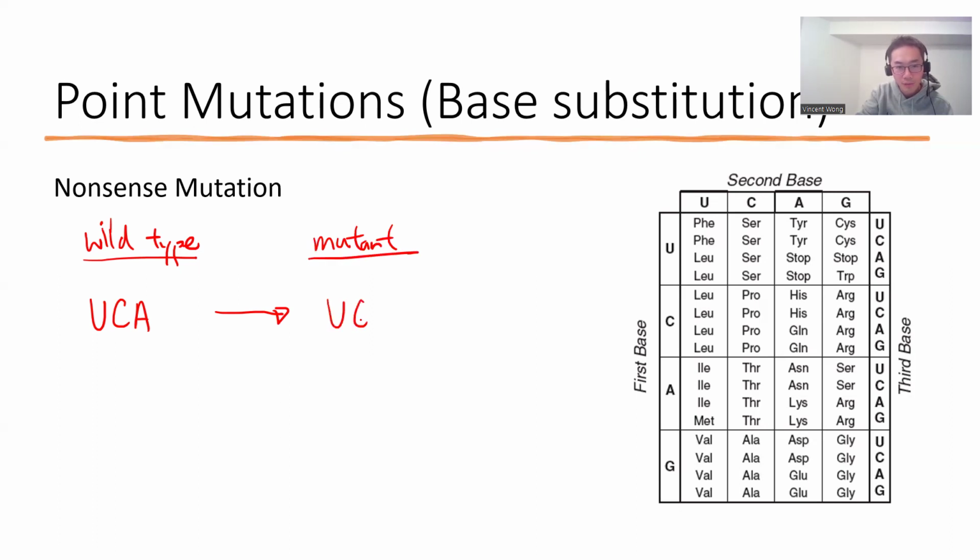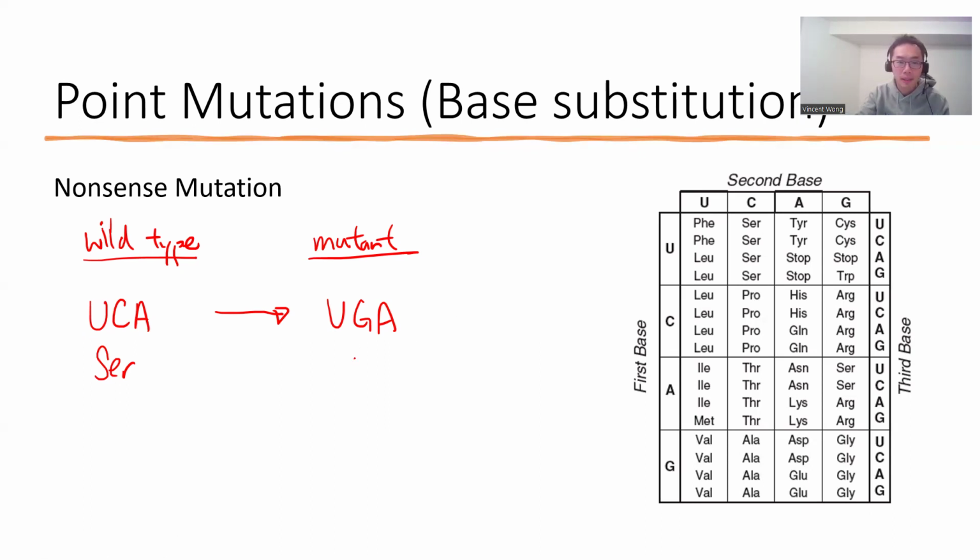Now, I cannot stress the fact that this change had to happen in the DNA, in the coding strand. So technically it's like TCA, right? But I'm just doing it in the RNA to make it easier for you to understand. So please look up UCA. SER. SER, okay. And then the mutant, what is UGA?